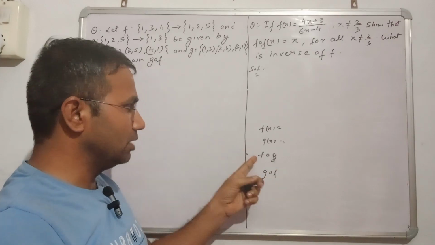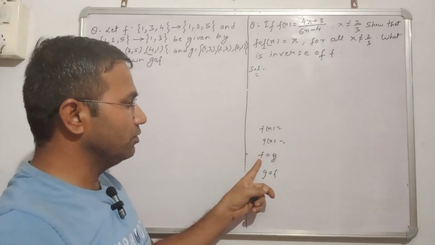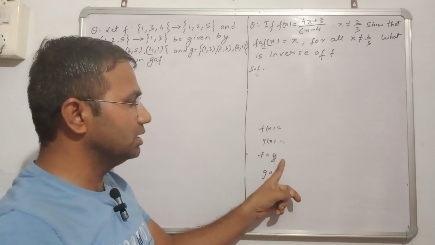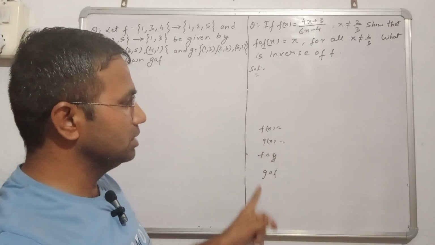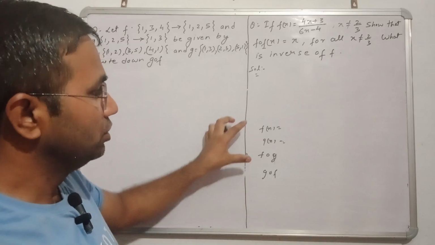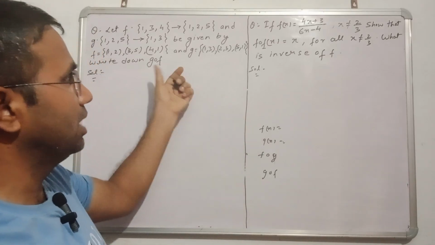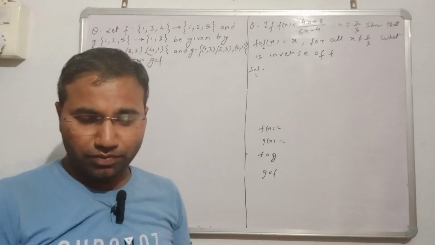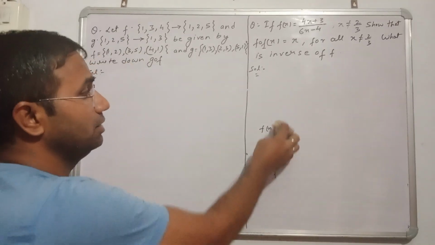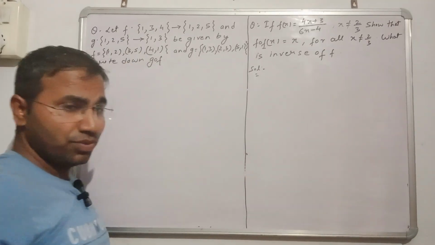So here we have to calculate function f of function g, or function g of function f. Okay, so this is the meaning of function of a function. We will learn this by taking two examples. By two examples you will understand how you will calculate the function of a function. Okay, so see here.